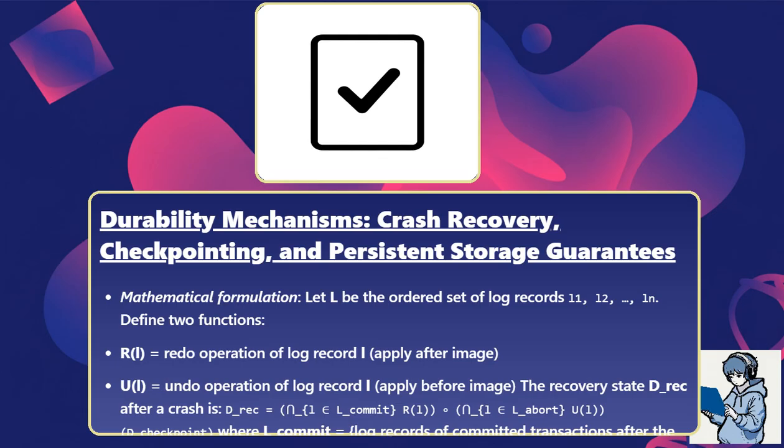Mathematical formulation. Let L be the ordered set of log records L1, L2, up to Ln. Define two functions. R(L) equals the redo operation of log record L applying the after image. U(L) equals the undo operation of log record L applying the before image. The recovery state D_rec after a crash is the composition of R(L) over L in L_commit, with U(L) over L in L_abort, applied to D_checkpoint. Here L_commit is the set of log records of committed transactions after the checkpoint, and L_abort is the set of log records of aborted or in-flight transactions after the checkpoint.